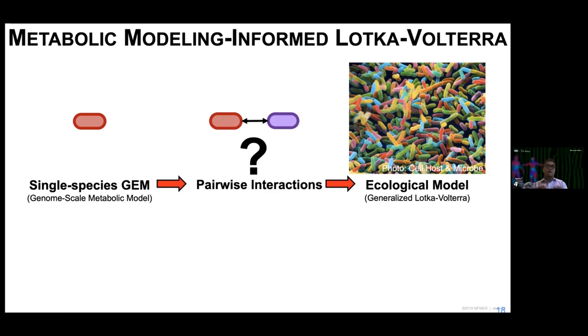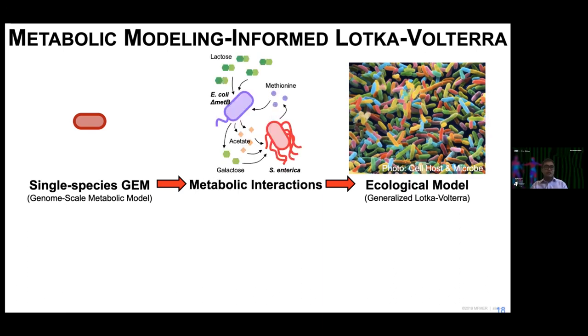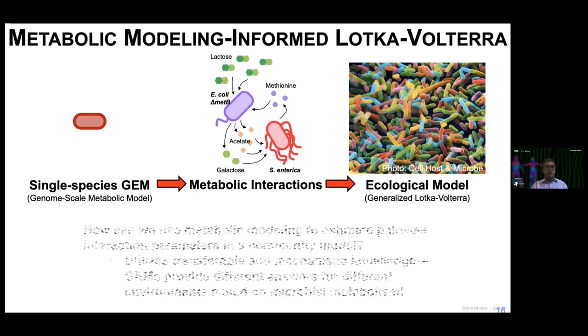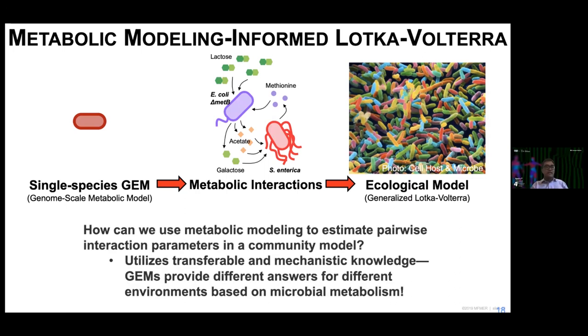So the heart of the Lotka-Volterra model is really understanding these pairwise interactions. And what our work does is it proposes to understand these pairwise interactions. This is an example from Will Harcombe's paper of a pairwise interaction. And what we're doing is we're seeing if we can use metabolic modeling to mimic these interactions. And so this is nice because it uses mechanistic knowledge that is transferable. That is, however an E. coli behaves in this setting, its metabolic model should be transferable to another setting.